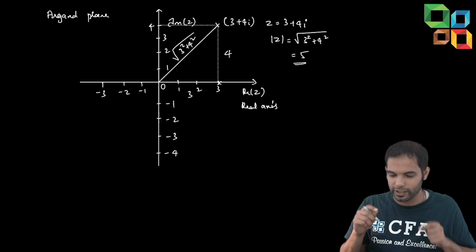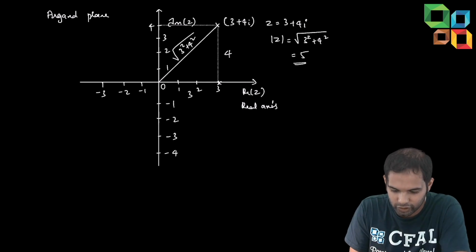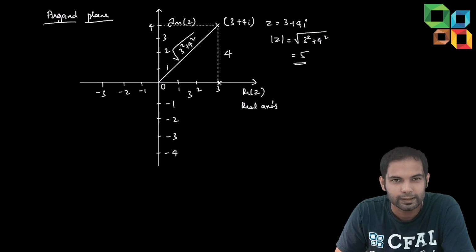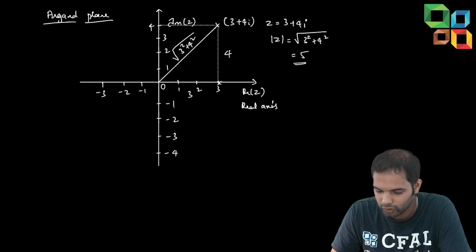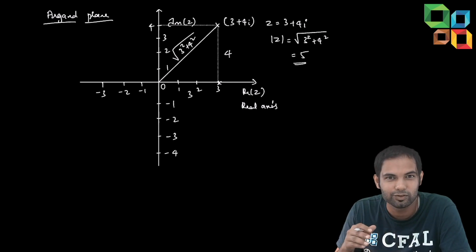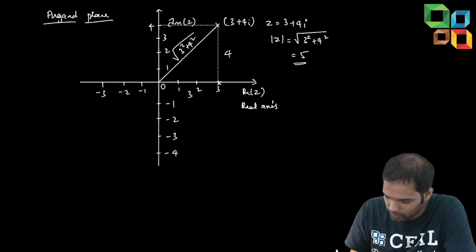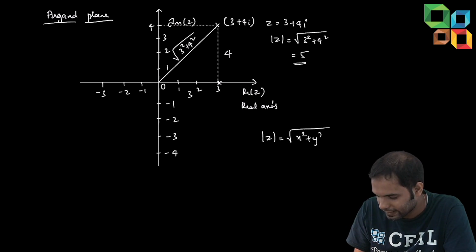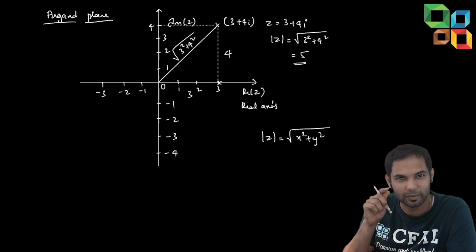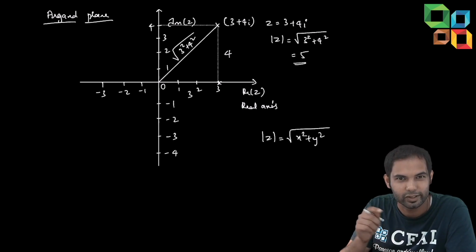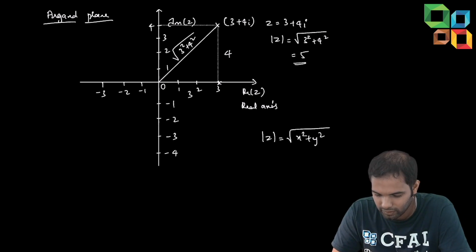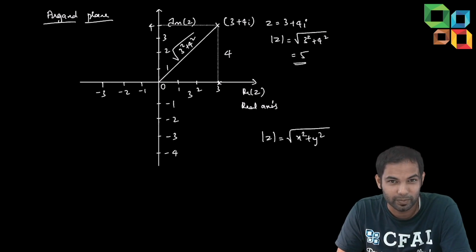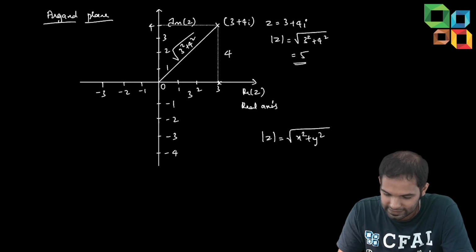So any point I plot on this graph, which is also known as the Argand plane, the modulus would be the distance from the origin. So modulus of z is root of x square plus y square. You can see by the distance formula also, the coordinate of x and coordinate of y connecting to the origin. So I told you there are two important aspects of a complex number which you need to know. One is the modulus or the magnitude. The second is this angle.